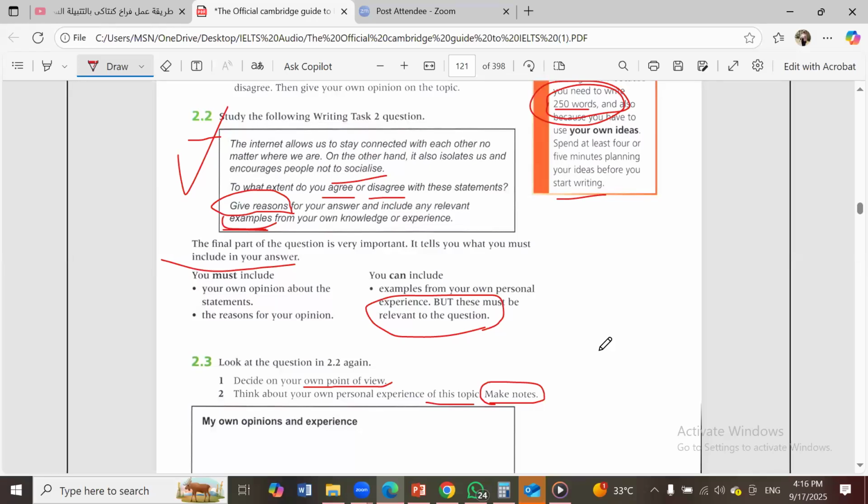I think no, because we didn't give reasons about our opinion. We didn't talk about our own personal experience. What is the thing that you didn't cover? The point, I missed the point. Examples. Examples of your own knowledge, okay? Don't end your essay without covering all the points that he needs. You didn't give examples.